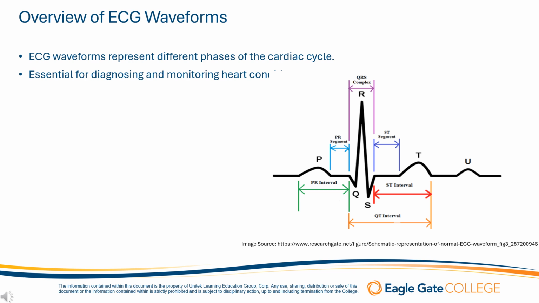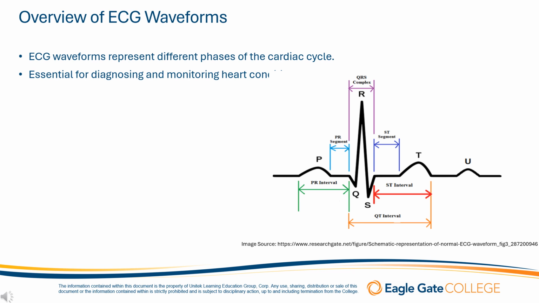The P wave represents atrial depolarization. This is the electrical activation of the atria. When the atria are electrically activated, they contract and push blood into the ventricles. The QRS complex represents ventricular depolarization. During this phase, the ventricles are electrically activated and they contract to pump blood out to the lungs and to the rest of the body. The QRS complex is crucial because it reflects the main pumping action of the heart.